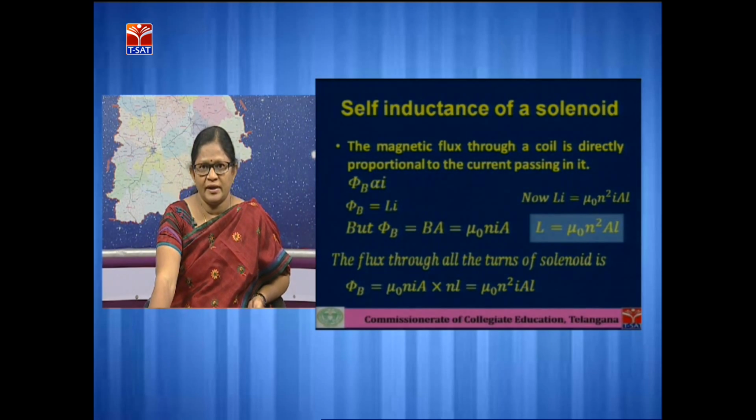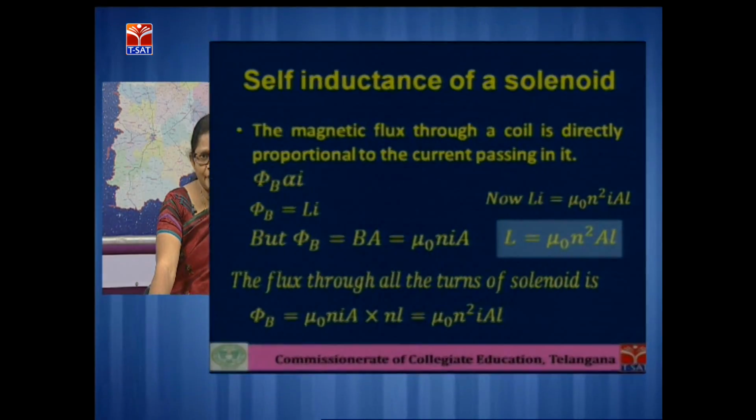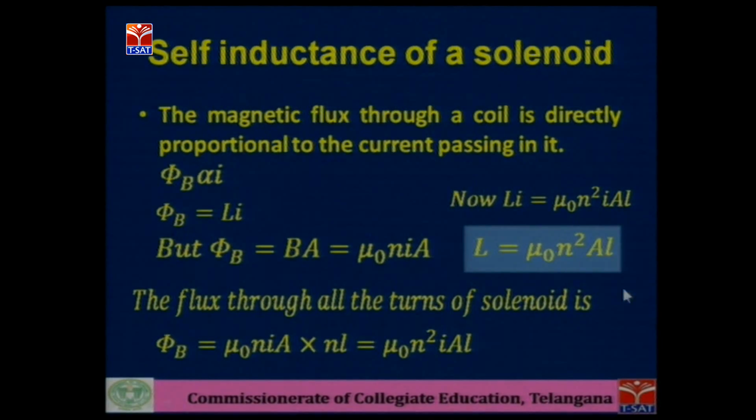The magnetic flux linked through a coil is directly proportional to the current passing in it. So if we consider phi B as the magnetic flux, it is directly proportional to the current. That means the more the current passing through, the more will be the magnetic flux linked with it. So this proportionality constant is called L, that is called self-inductance, which we have to calculate now. What could be the value of the self-inductance?